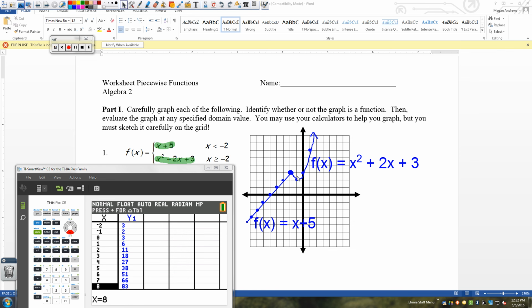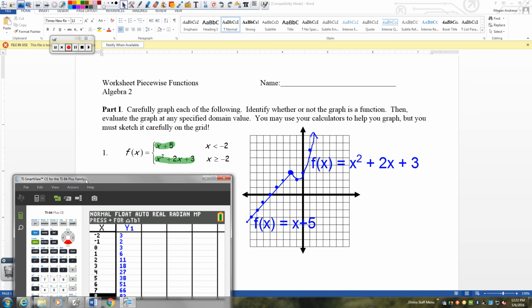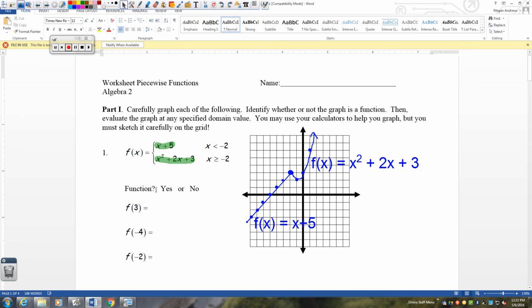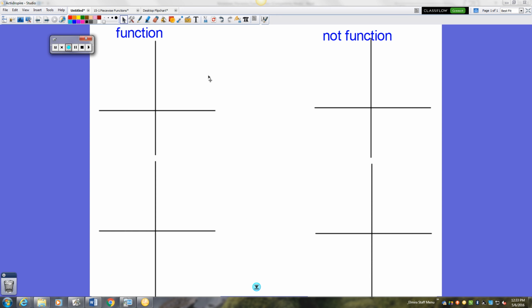Okay, so this is what it looks like. All right, the next part says, is it a function, yes or no? What you're essentially looking for when you're trying to determine if a piecewise is a function or not a function is, basically, will it pass or fail the vertical line test in any section? Okay, so if it's a function, there's a couple possibilities.